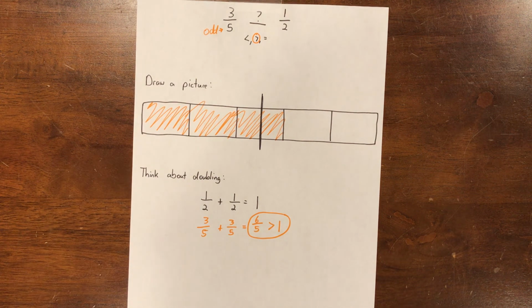If you're having a hard time today with fractions that have odd denominators, try drawing a picture, thinking about doubling, or something else that makes sense to you to try and figure out if those fractions are greater than or less than 1/2.